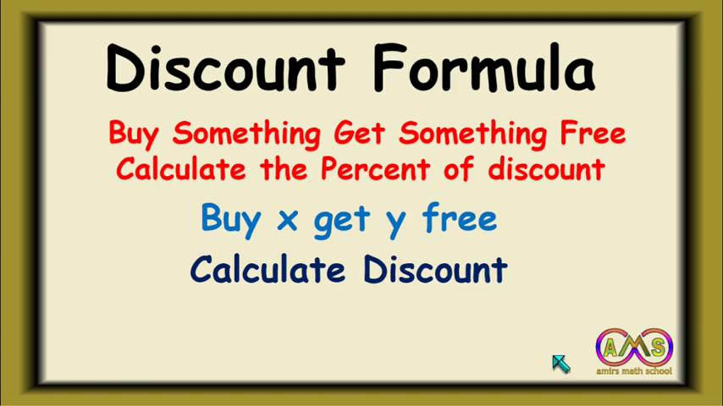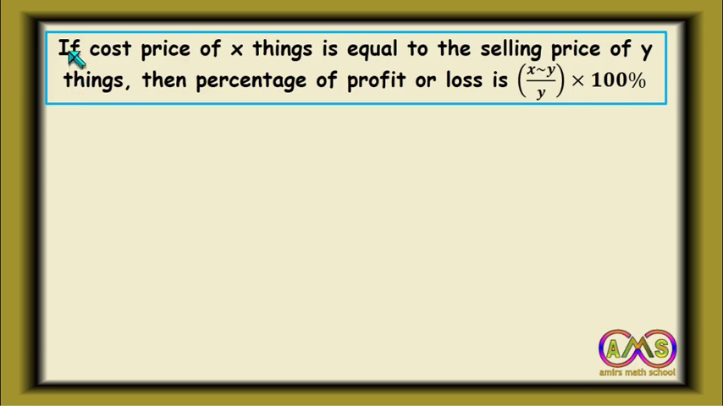The shortcut formula comes from this formula: if the cost price of X things is equal to the selling price of Y things, then the percent of profit or loss is X minus Y or Y minus X, that is, the difference of X and Y, divided by Y, times 100%. Using this formula we can easily find the percent of discount.